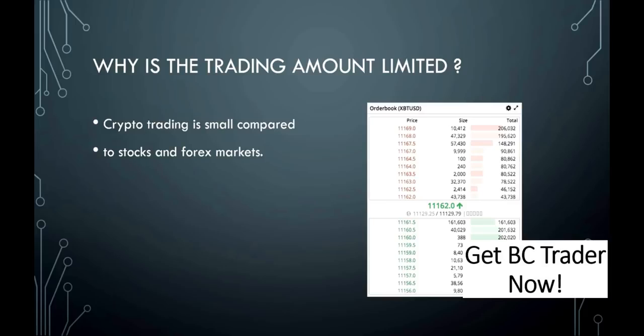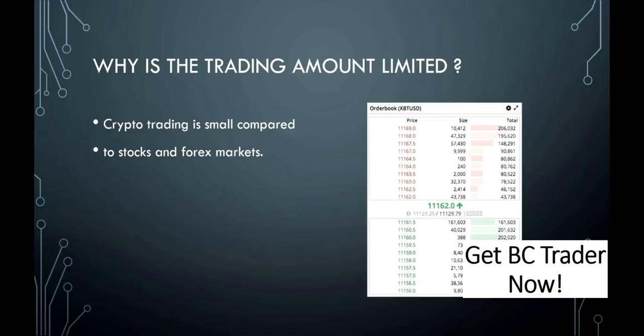So it's got to do with the fact that crypto trading is actually small. Okay, so that basically means that compared to Forex and stock markets, it's actually a very small amount being traded. I think Forex is in the trillions. Stocks is about the hundreds of billions, whereas Bitcoin and cryptocurrency in general is about 2-3 billion, maybe 5 billion. So it's very, very small, and this creates liquidity issues.